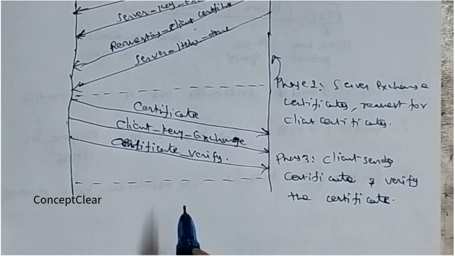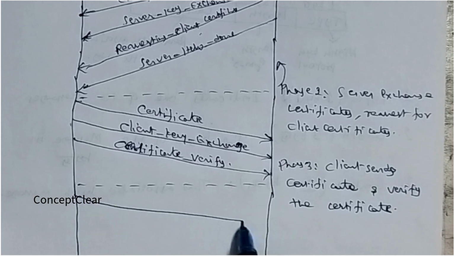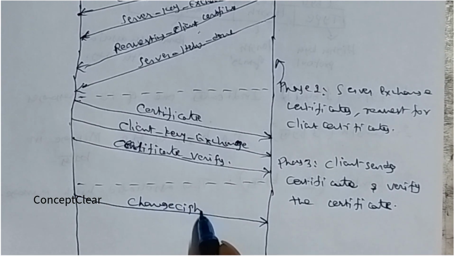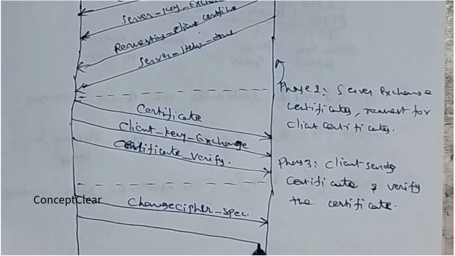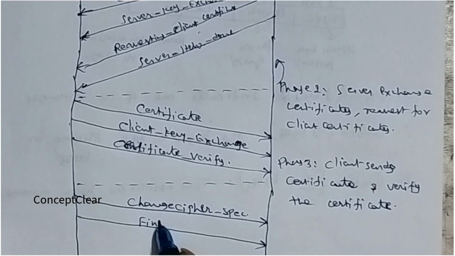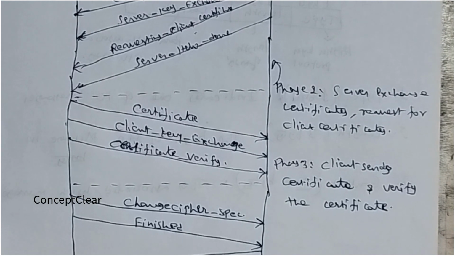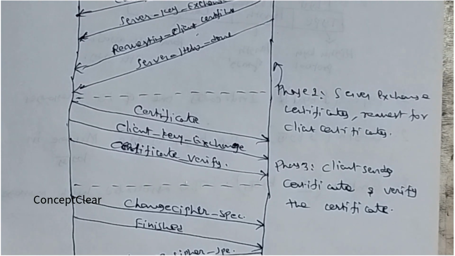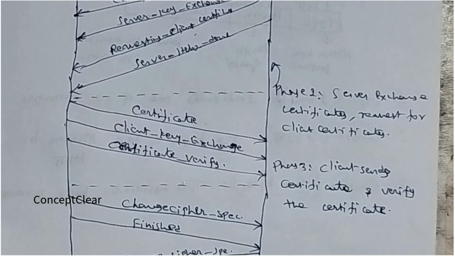In the fourth phase, what will happen? The client will send a change cipher specification message. Next, he will send finish. The client side message will be finished, then he will wait for the response. So he will send a request to change cipher specifications, and he will also send a finish message. Like that, the exchanges happen between client and server.